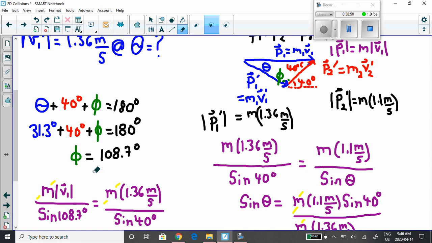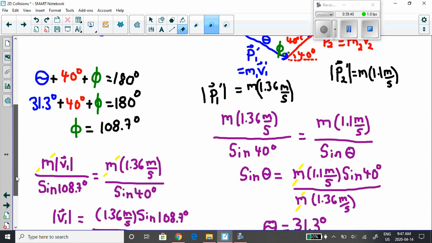But now I'm applying sine law to this side here, the original momentum. There it is, and its magnitude is m times the magnitude of the initial velocity. I'm going to divide it by sine of 108.7 degrees because this angle and that side are opposite to each other. That's how sine law works. And it has to equal this side, m times 1.36 meters per second, divided by the sine of 40 degrees, which is opposite to it. So I've set up sine law there.